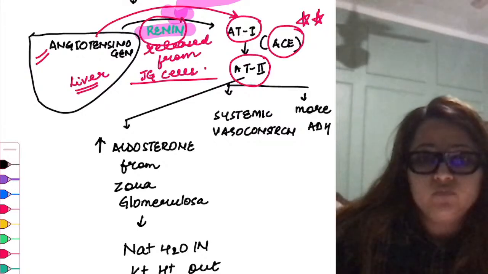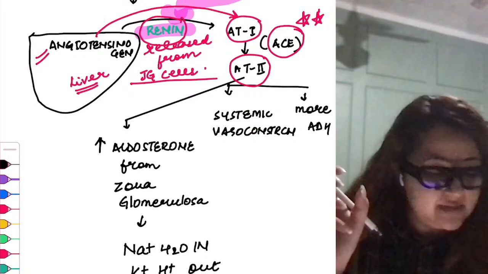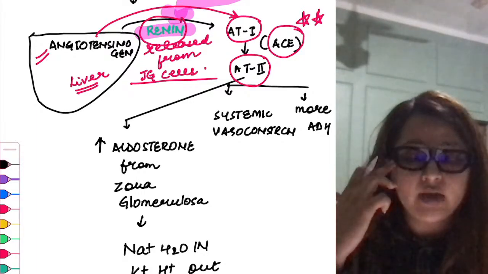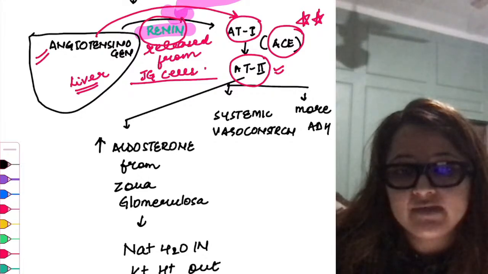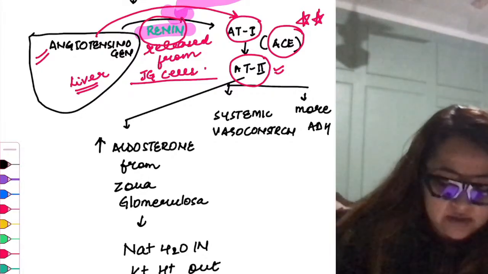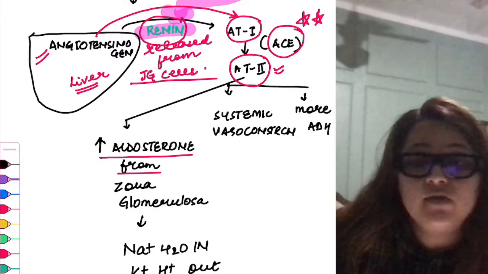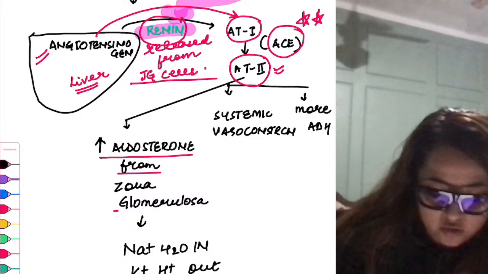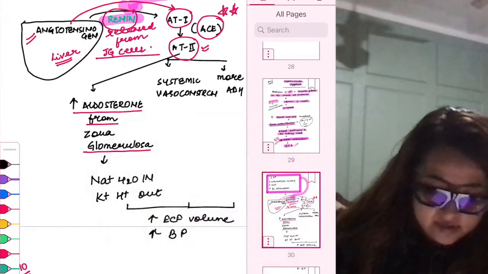And then the main player in the RAS is angiotensin 2. That is the main player in RAS. Angiotensin 2 is a very important substance that increases the release of aldosterone from the zona glomerulosa. So if you talk about zona glomerulosa, what is that?